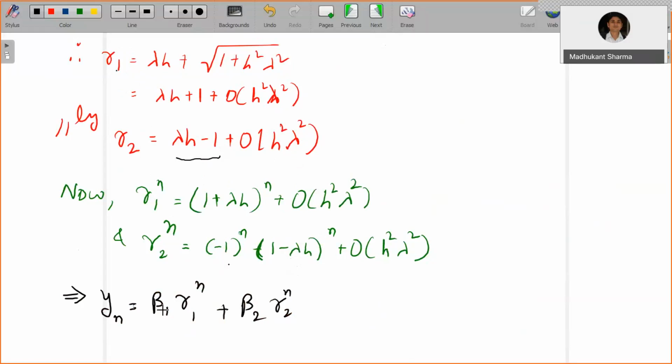Okay, right. So this implies y_n equals beta 1 times r1 to the power n plus beta 2 times r2 to the power n. Now substitute r1 to the power n and r2 to the power n here. So what you will get is beta 1 times (1 plus lambda h) to the power n plus beta 2 times (minus 1) to the power n times (1 minus lambda h) to the power n plus O(h squared lambda squared), right?